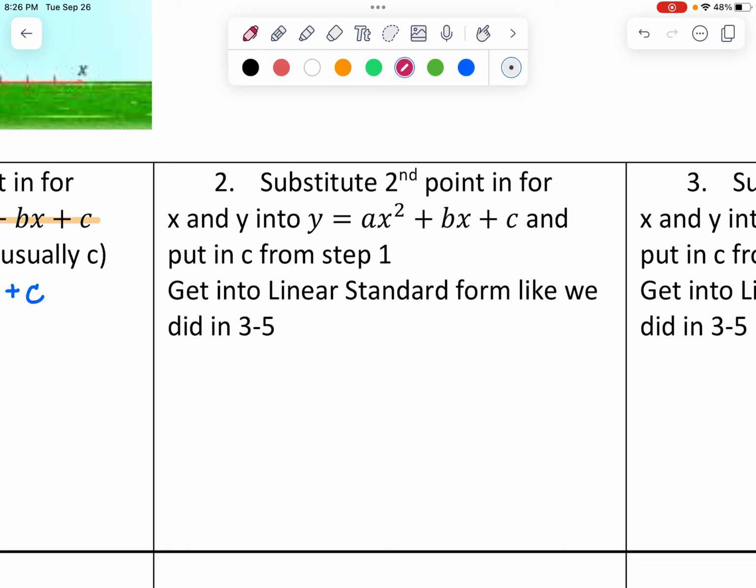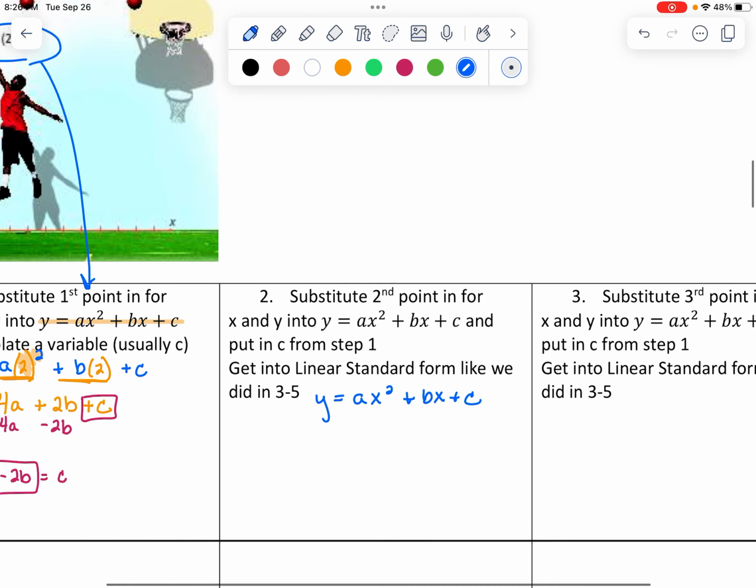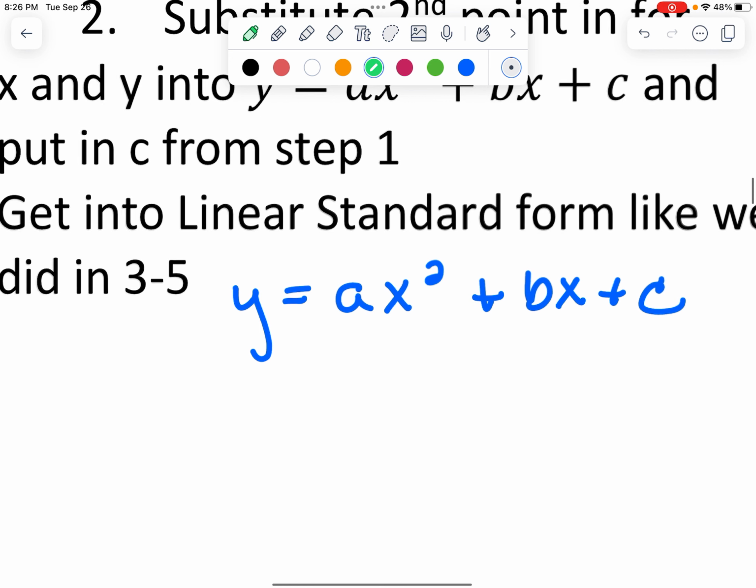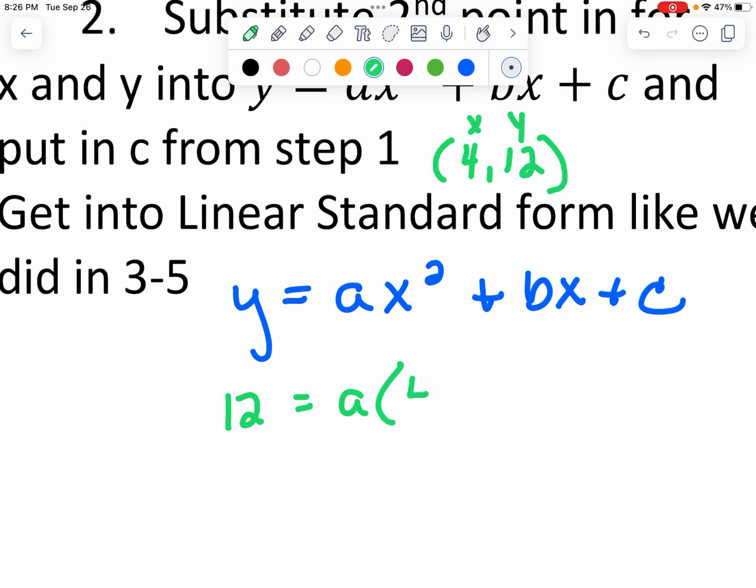Step 2: substitute the second point in for x and y. So just like we had y equals, here's our standard form. My hope is that you know this is standard form. We need to substitute our second point in. Well, our second point is up here, and it is 4, 12. So 4, 12 is getting put in, just like we did in step 1. So instead of y, I need a 12. So this is x and y from our second point. A times x squared. Use parentheses, because if you don't and it's negative, you might screw it up.